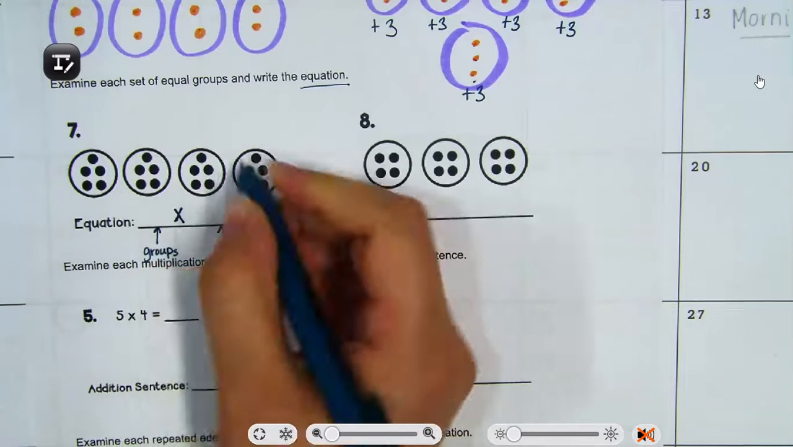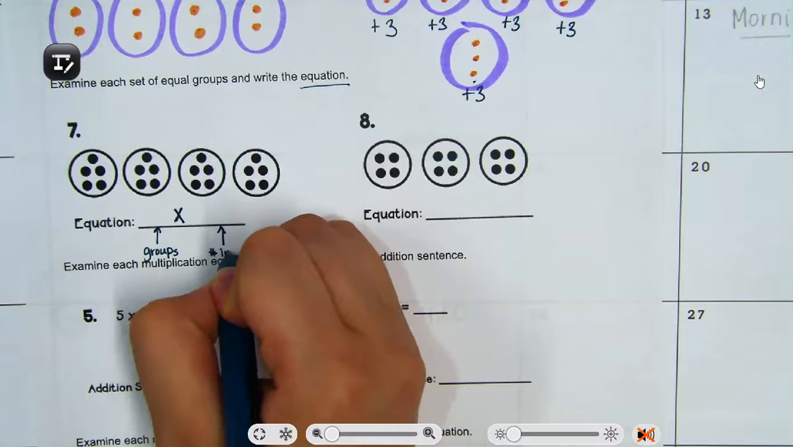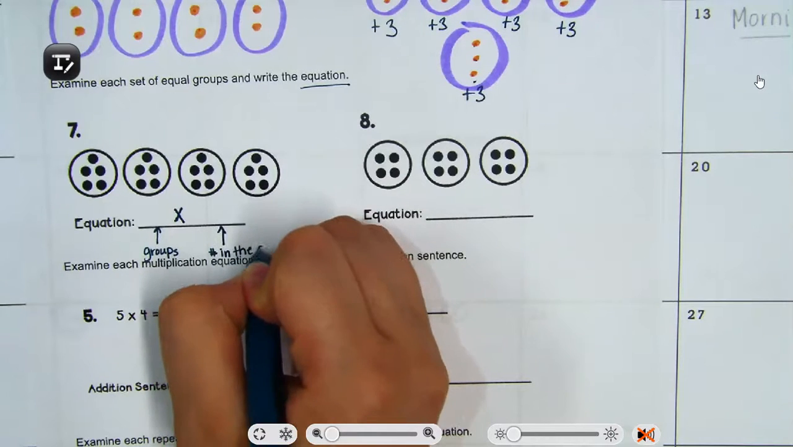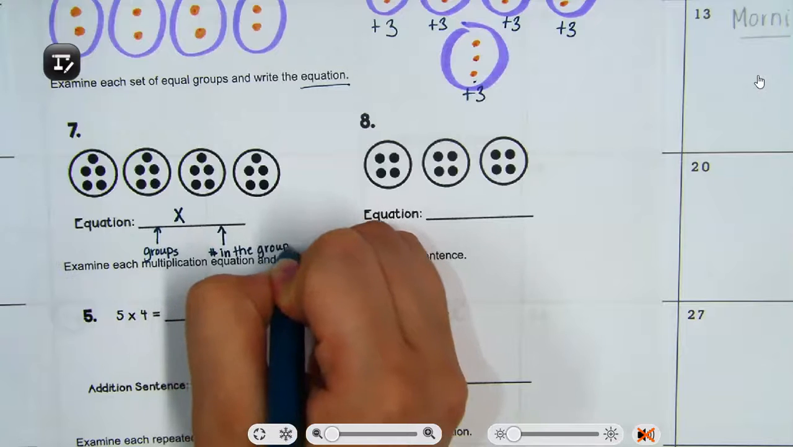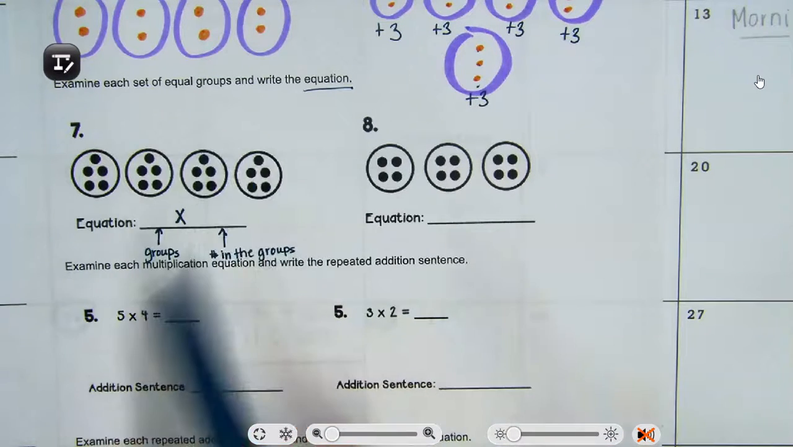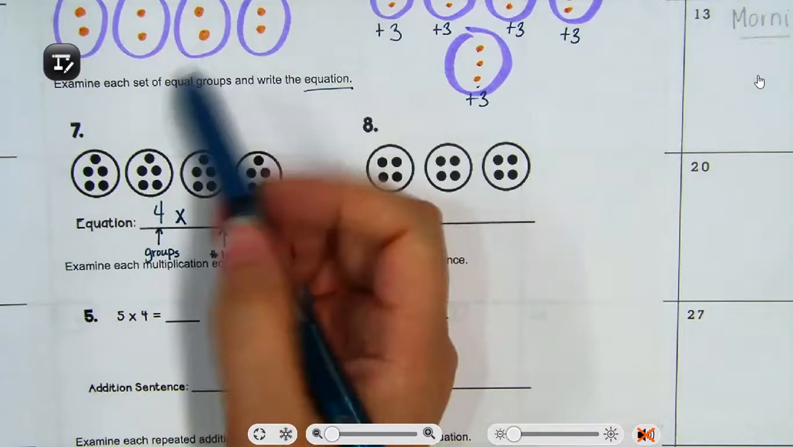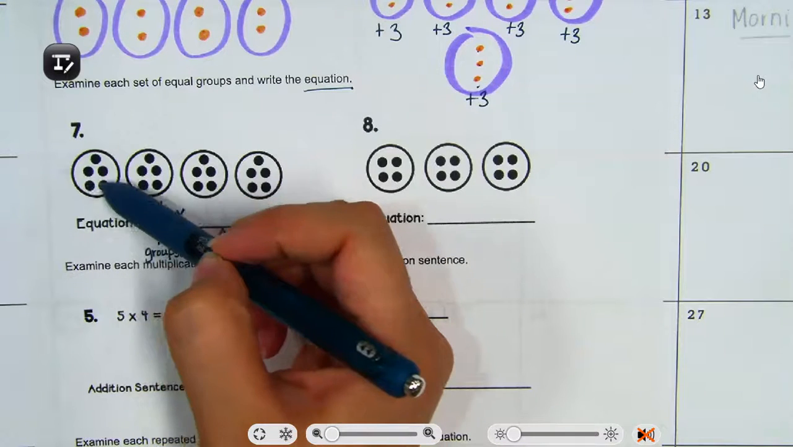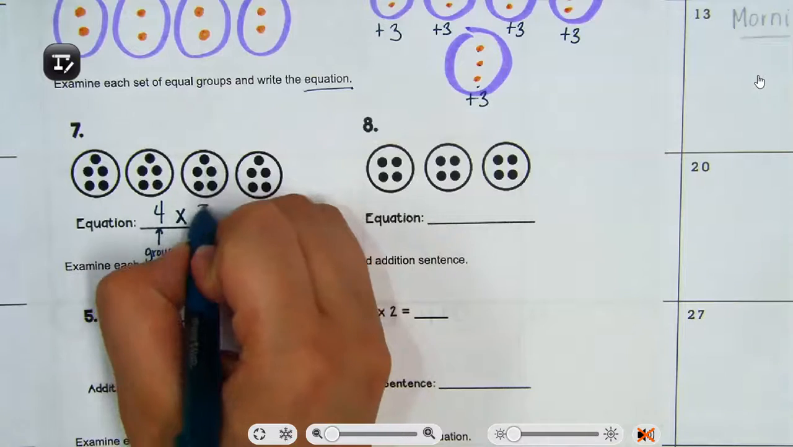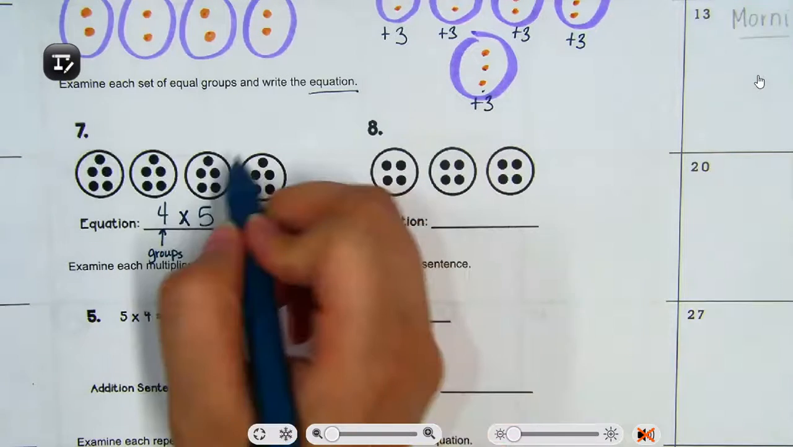And whatever goes here is the number in the groups. Okay, so let's look at how many groups we have. I have 1, 2, 3, 4. So 4 groups of, I'm going to go and count. 1, 2, 3, 4, 5. So I have 4 groups and there's 5 in each group.